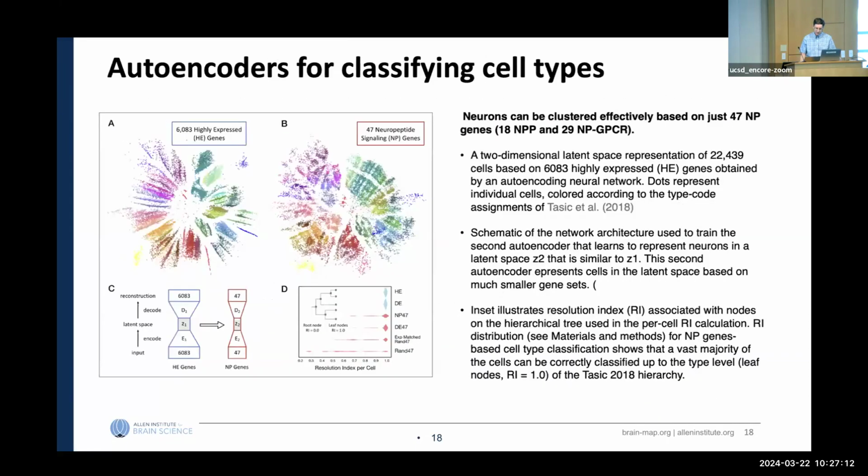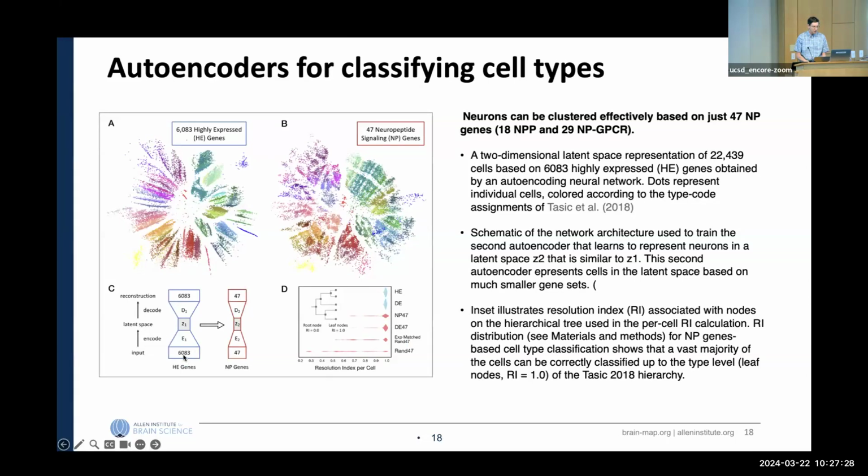6,083 of the more highly variable genes. One could have just taken those, done some other form of dimension reduction like PCA, put it into a UMAP or something like that, and I could have seen the visualization.